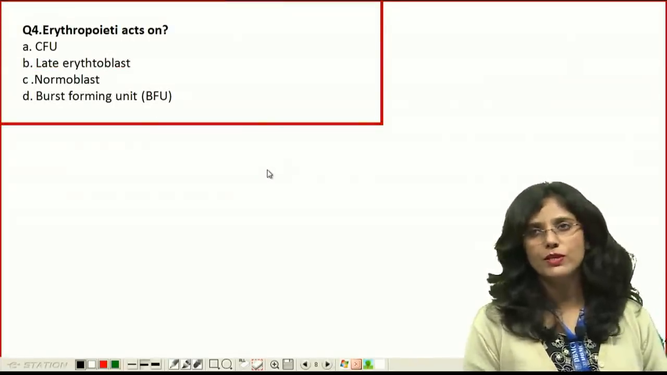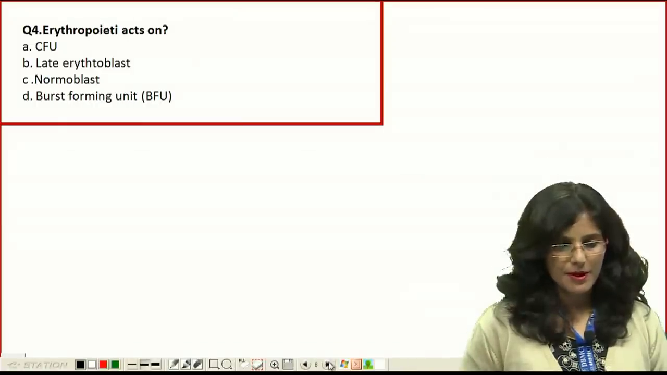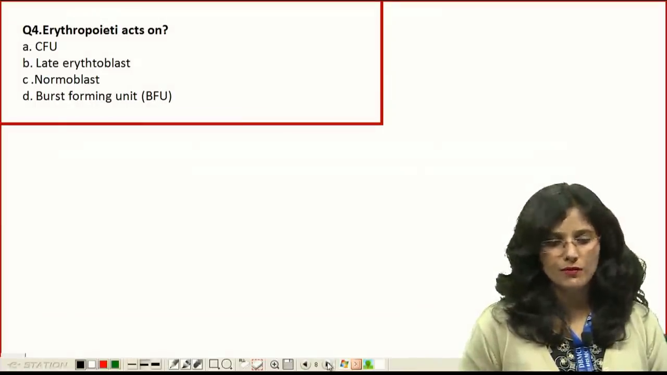Now the next question. Answer is A, which is CFU, colony forming unit.